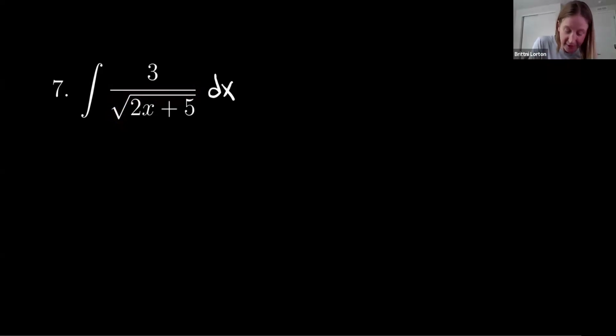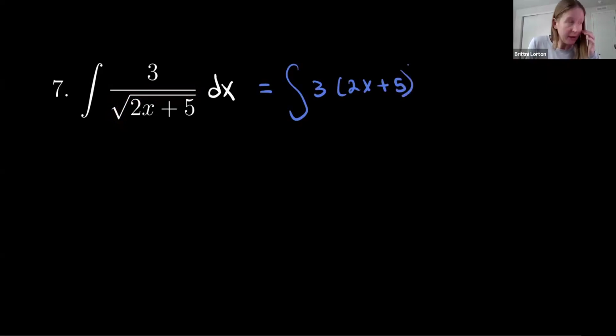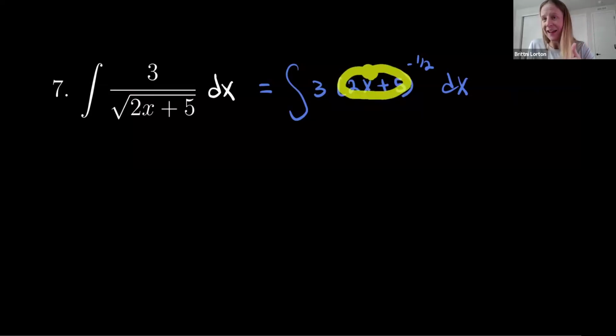So what I'm going to do now, it's not going to have an ln because it's not linear on the bottom. So that's what I mean by that. But I am going to rewrite this as 3 times 2x plus 5 to the power of negative 1/2 dx. Now, I know it's not linear on the bottom, so I know I'm not going to have an ln, but it is still linear on the inside. And so when it's linear on the inside, I could skip the u sub.